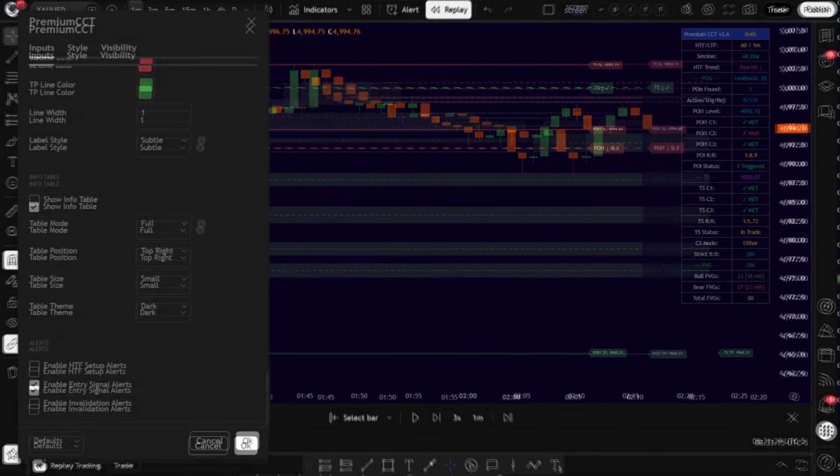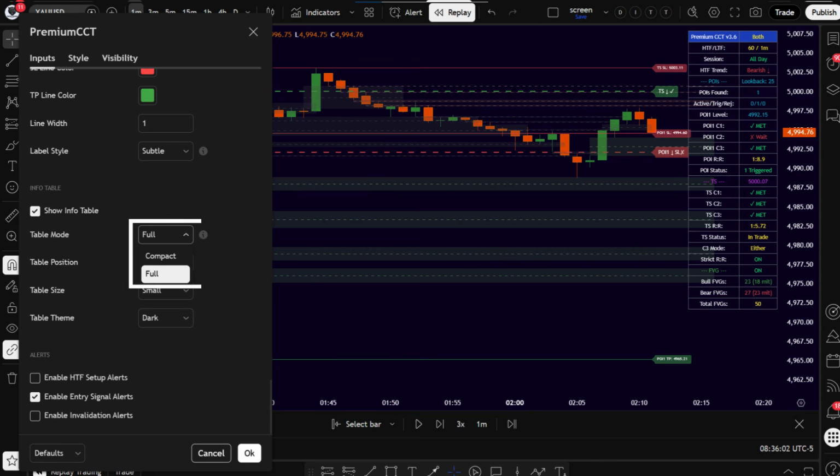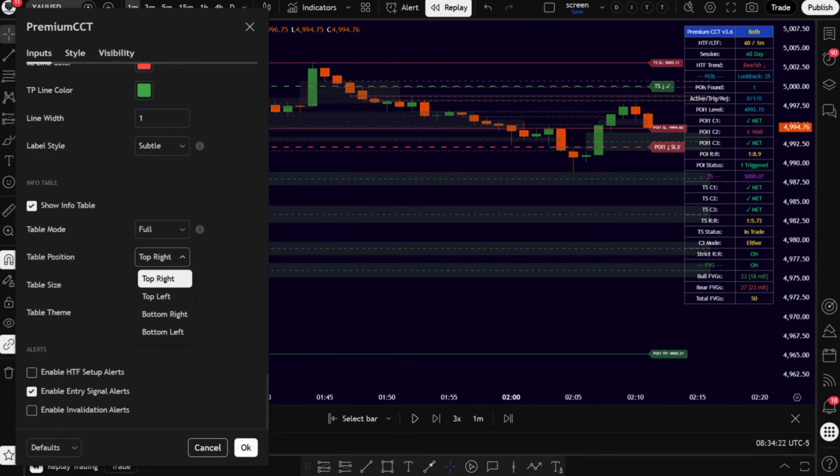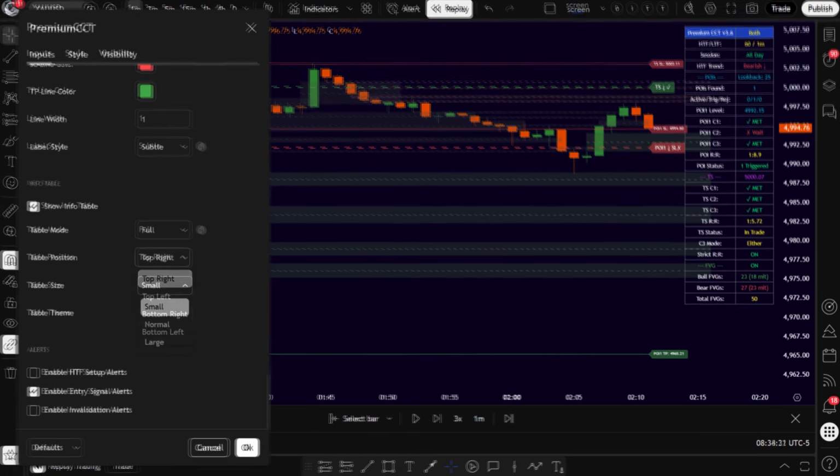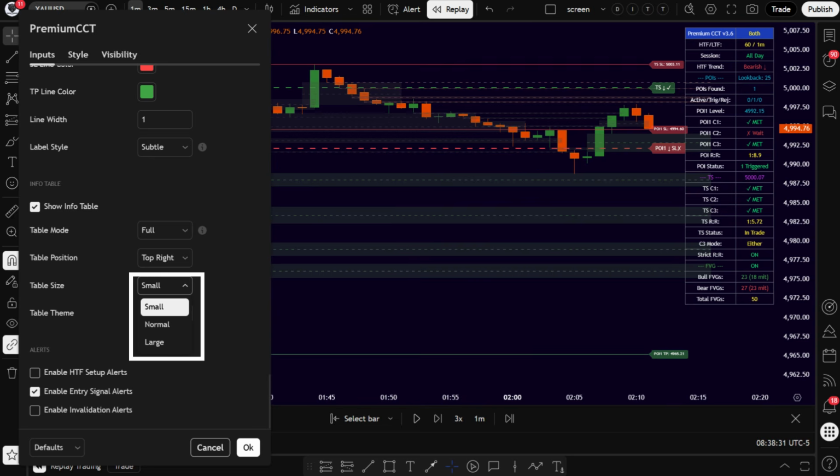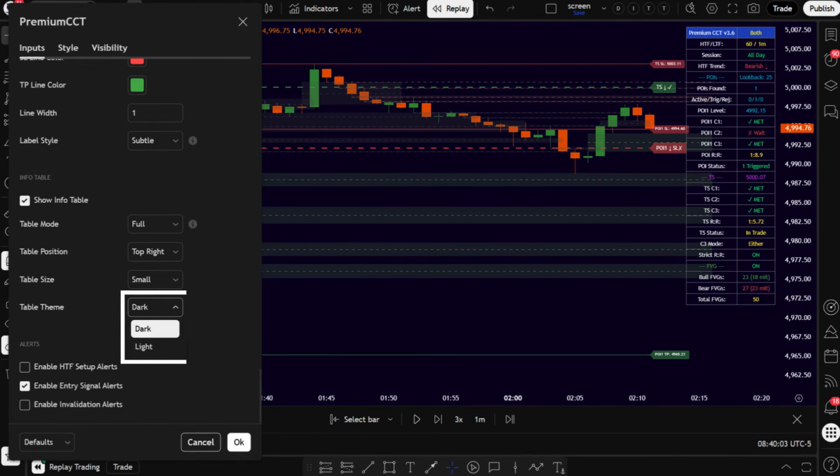You can show or hide the table completely. You can choose between compact mode and full mode. Table position can be top right, top left, bottom right, or bottom left. Table size can be small, normal, or large. And table theme can be dark or light.